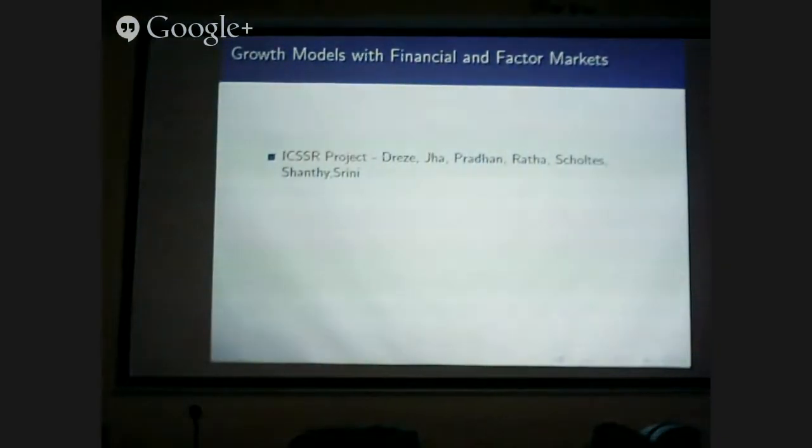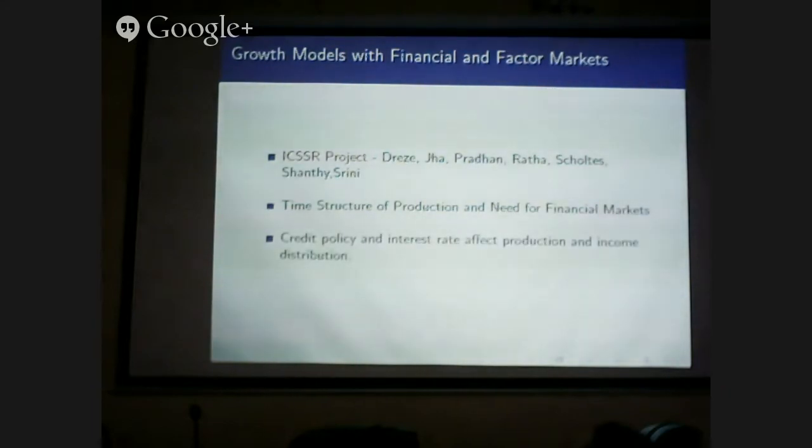Now, some of the things that I'll be talking about really go back a long time, to the work that we did in the ICSSR project with many distinguished students like John Dress, Shika Jha, Pradhan Ratha, Phil Scholtes, and Shanti Srinivasan, and so on. There we started looking into the time structure of production. Production takes time; there are lags. And we realized the need for financial markets, and that credit policy and interest rate affect production and income distribution.